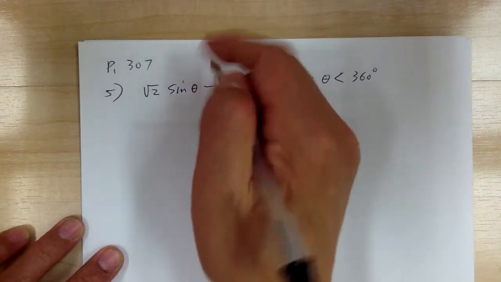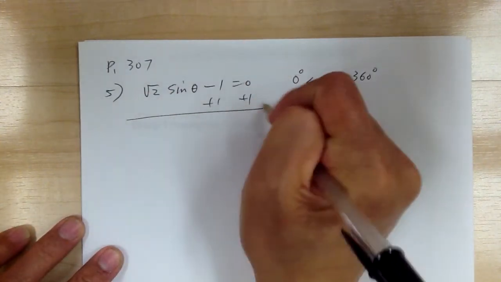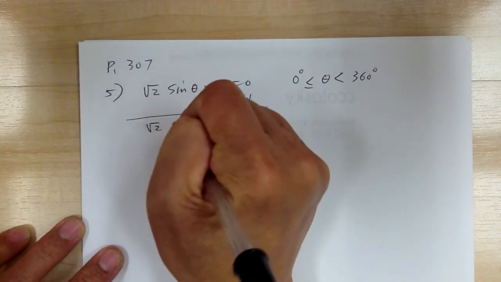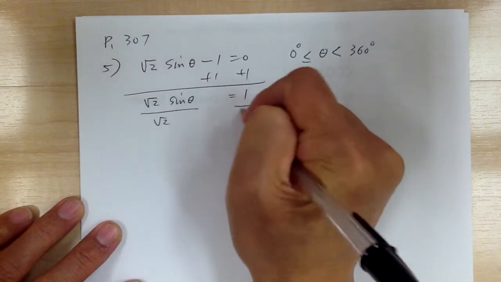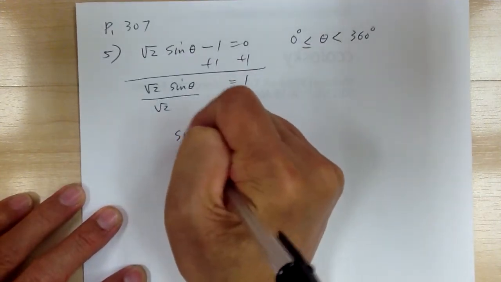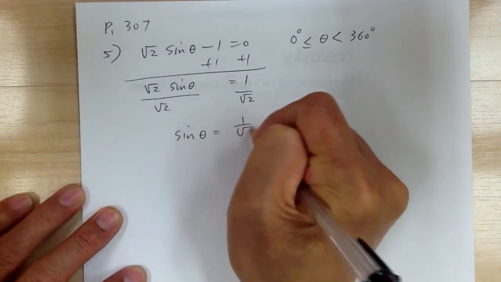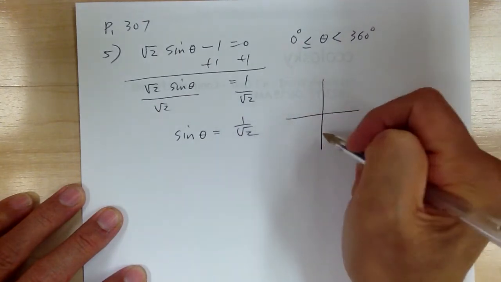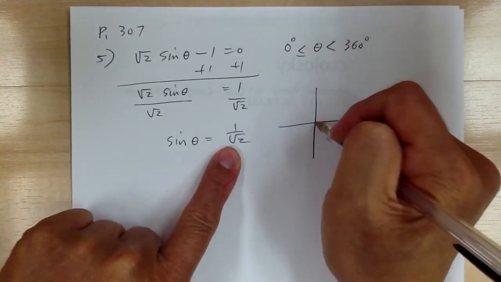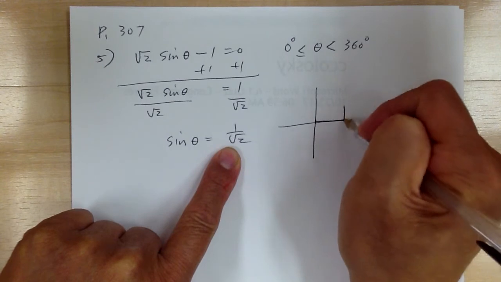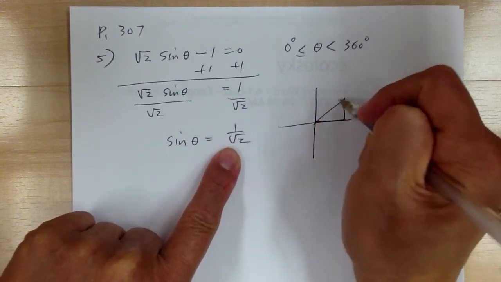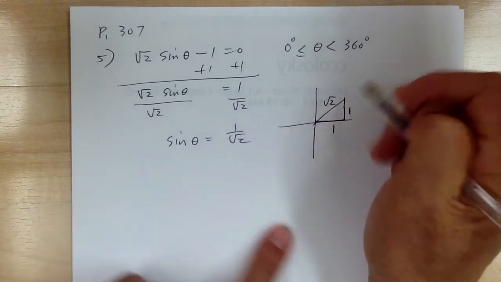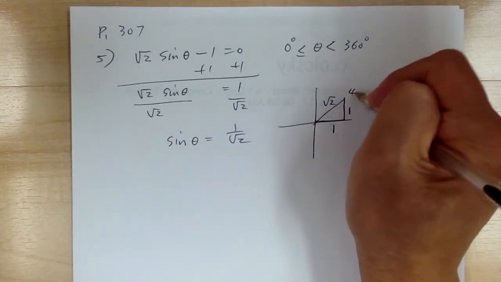Okay, so let's go and solve. You can add 1 on both sides. So you got square root of 2 sine theta equal to 1. Divide by square root of 2 on both sides. So sine theta equals 1 over square root of 2. So you draw your triangle. Sine is vertical, so 1 is the short side, and you've got the hypotenuse square root of 2. So you can recognize that this is the 45-degree angle.